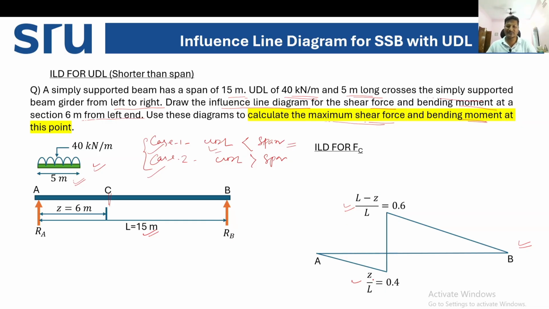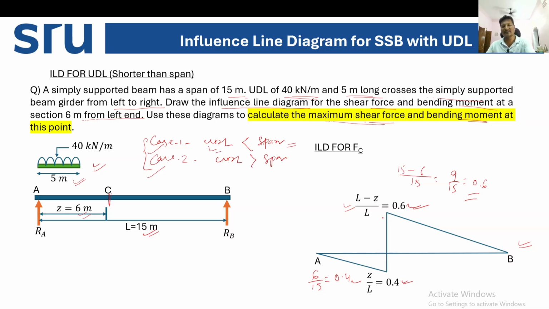Okay. So Z is nothing but the distance from the left support to the point where we are calculating maximum shear force or bending moment. So Z distance is 6 meter. Z is equal to 6, divided by L is 15, so we got 0.4. The negative coordinate is 0.4 and the positive coordinate is L minus Z, 15 minus 6, divided by 15. So 9 by 15, it is 0.6.